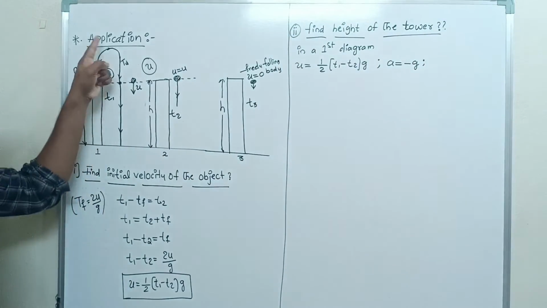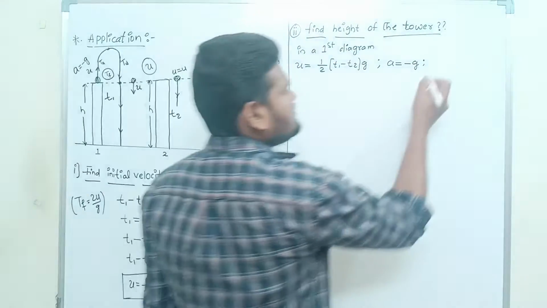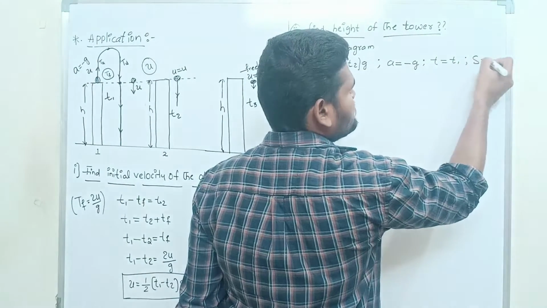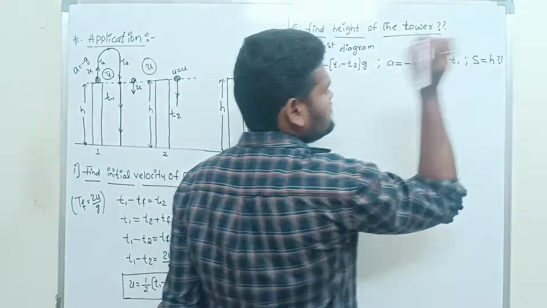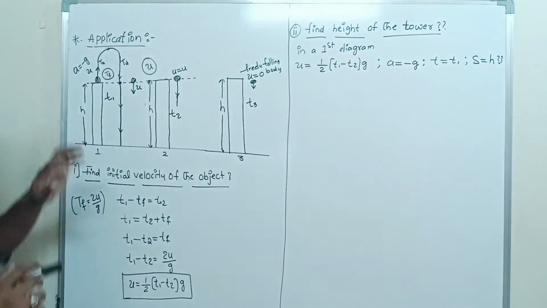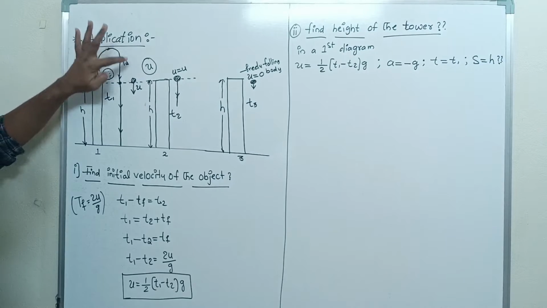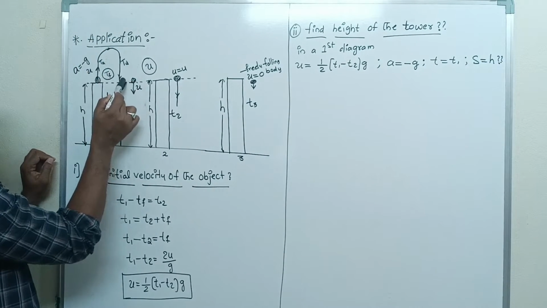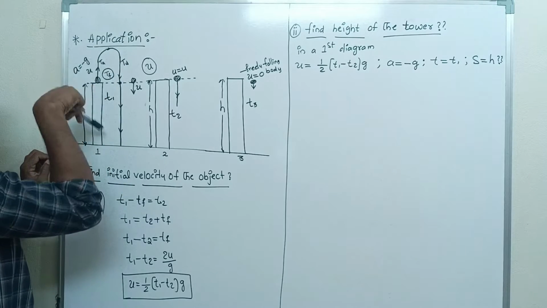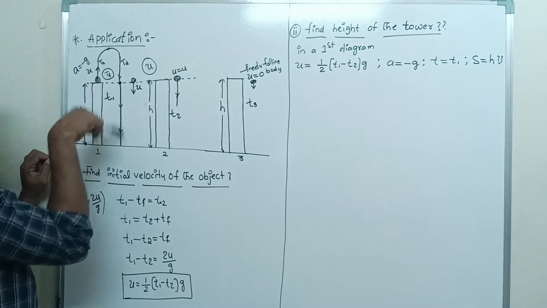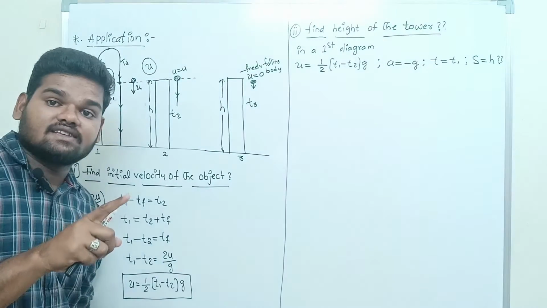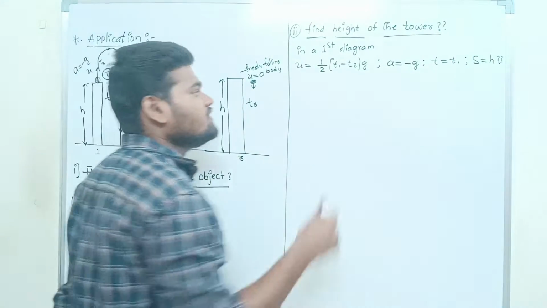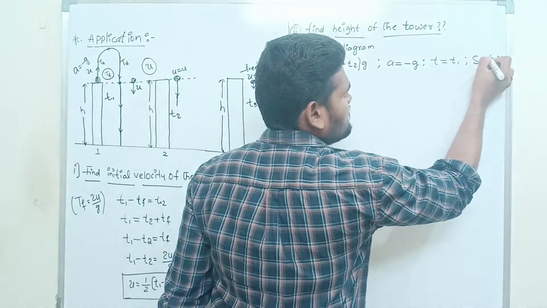So the time taken by this object to reach the ground, how much? T is equal to T1. What we have to find? Displacement, that is the height of the tower, is equal to how much? Have a look. The object is moving like this. This is plus x and this is minus x because it is moving towards the ground. Plus x minus x get cancelled out. Remaining height is equal to how much? Minus h, because the object is moving towards the ground. So here s is equal to minus h.